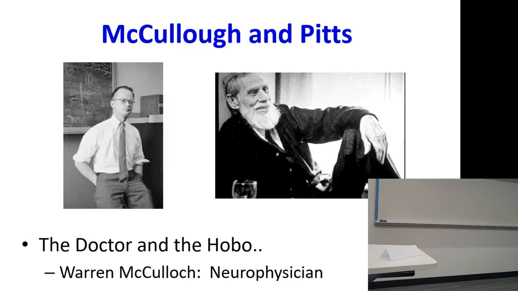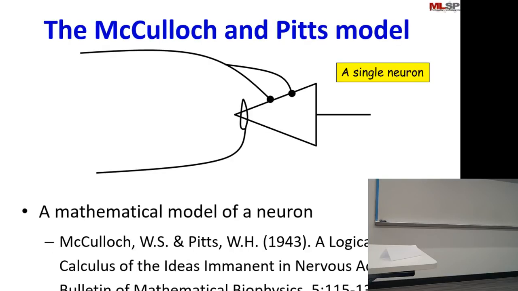Walter Pitts was 15 years old or something. He ran away from home and never went back home. He used to exchange mail with Bertrand Russell. And one day at the ripe old age of 19, he ended up at Warren McCulloch's door. McCulloch took him in, and they worked on the perceptron. Right? So this was the first mathematical model of the neuron.